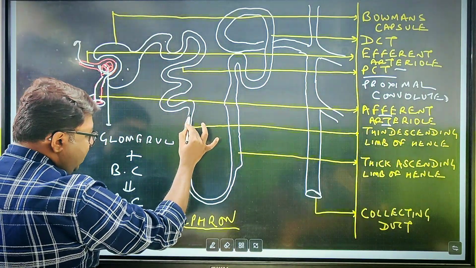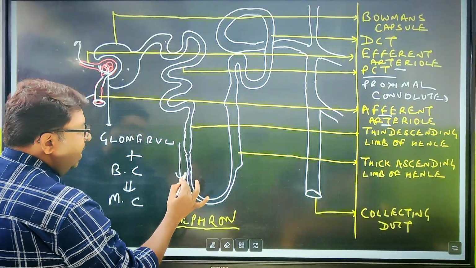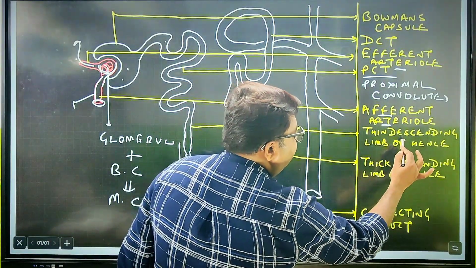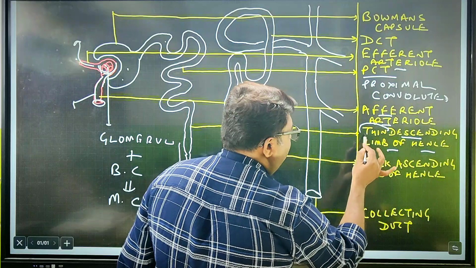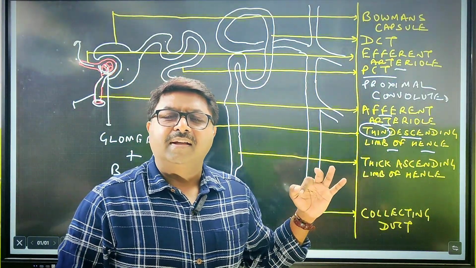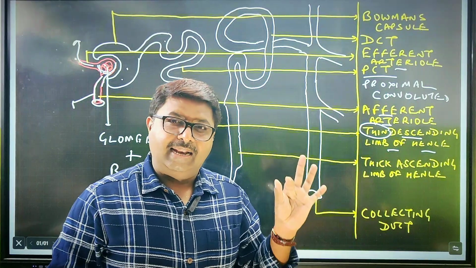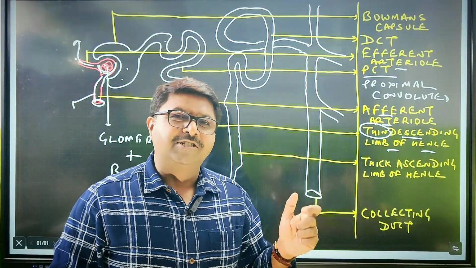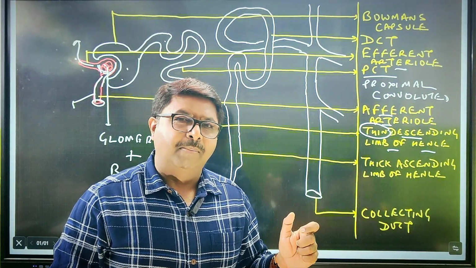अब ये नीचे उतरना स्टार्ट कर दिया. अगर नीचे जाता है तो क्या कहेंगे इसको? डिसेंडिंग लिम्ब ऑफ हेनली. यहां पे मैंने एक वर्ड यूज किया, वो क्या है? थिन. डिसेंडिंग लिम्ब ऑफ हेनली इज थिन. कारण क्या है? आई विल टेल यू इन द नेक्स्ट कमिंग वीडियोस.